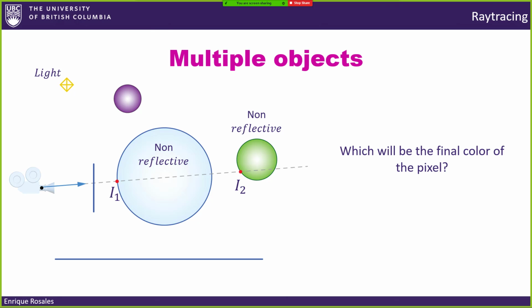Okay, so, multiple objects. Let's think about this scene. We have two objects, well, three objects, right? But in the path of my ray, we have two objects. They have non-reflective light, so we will need to iterate these objects. Even if we are applying space partition algorithms, I know for sure I will need to get these two objects. So the question is, which will be the final color of the pixel? The one from the first intersection or the one from the second intersection? What do you think?